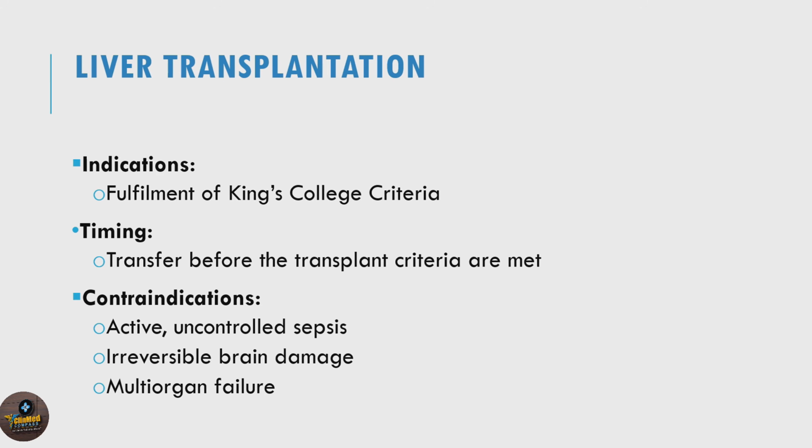Liver transplantation. Liver transplantation is the definitive treatment for eligible acute liver failure patients. Indications include the fulfillment of King's College criteria we discussed previously. Early referral and transfer are vital, ideally before the King's College criteria are met. Absolute contraindications include uncontrolled active infections, irreversible brain damage, established multi-organ failure. It's important to note that timely access to transplant significantly improves survival.